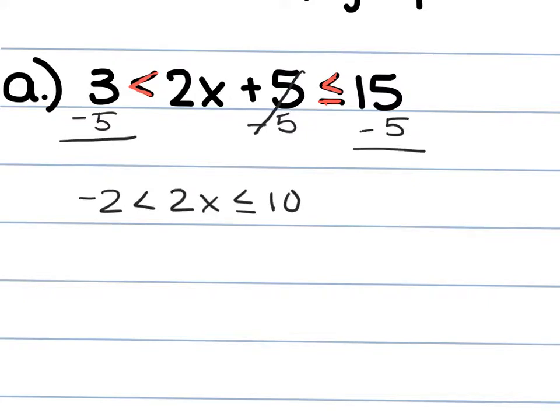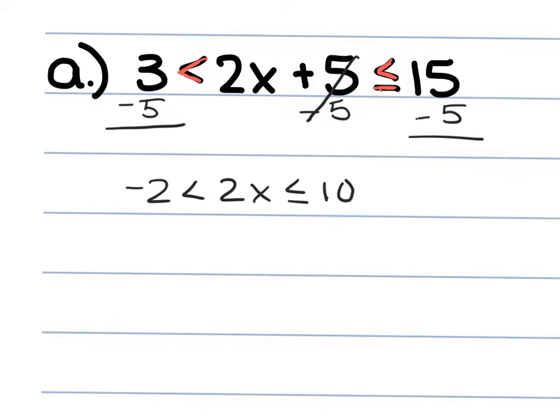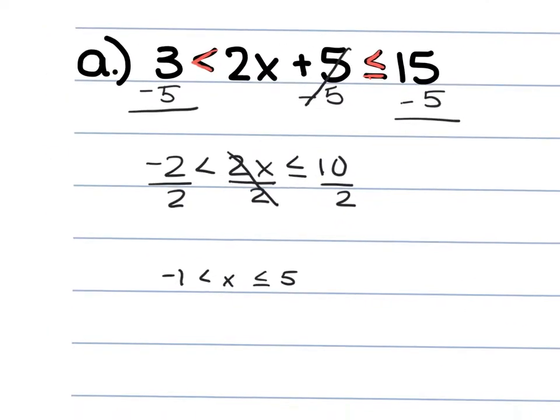10. Again, my focus is still on the x. I want to get x by itself. Where should I go next? Divide by 2. But I'm not just going to divide this by 2. I'm going to divide everything by 2. Negative 2 divided by 2 is negative 1, which is less than x, which is less than or equal to 10 divided by 2? 5. Now this is solved. Yes, ma'am?